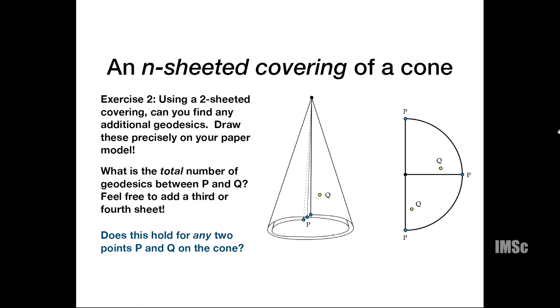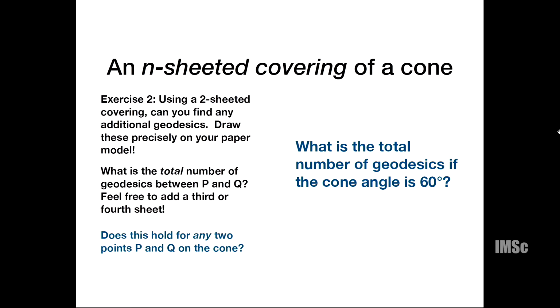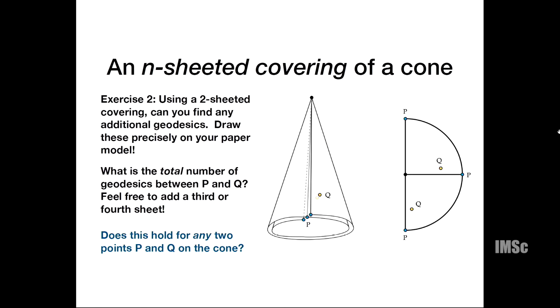And if we don't have a nice cone angle like that, if we have an irrational cone angle or one that doesn't divide up 360 degrees nicely, basically the behavior won't be as nice. With this particular cone, almost any 2 points are going to have 4 geodesics between them. Not any 4 points, but most pairs of points.